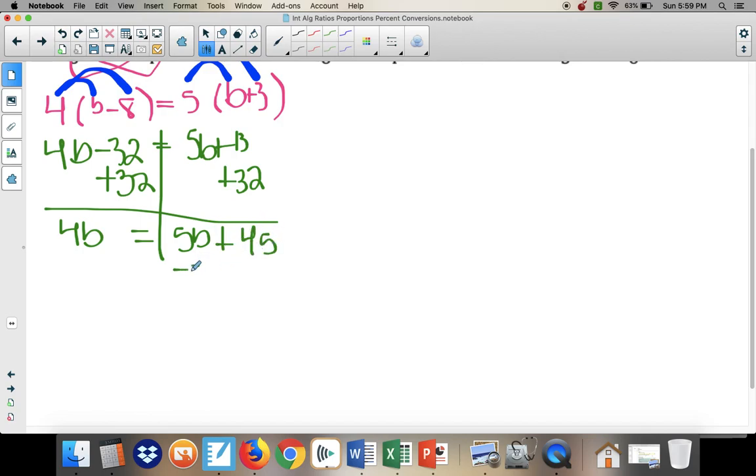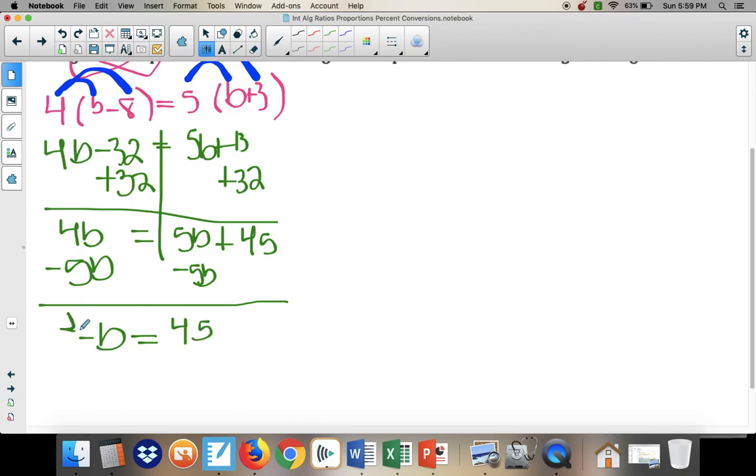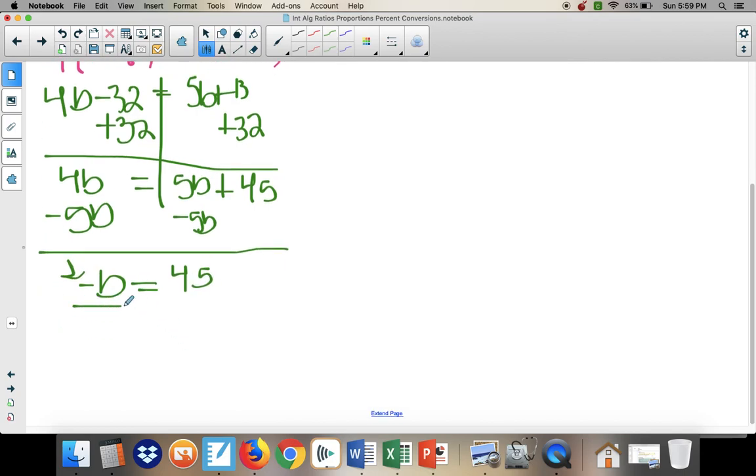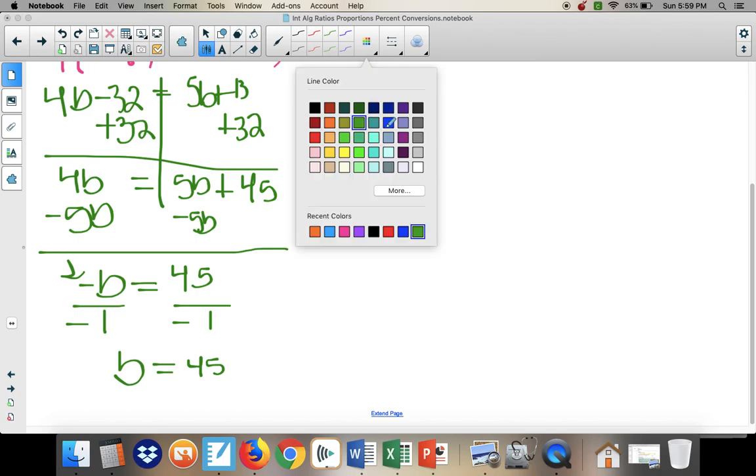45, and then minus 5b minus 5b, and you get a negative b equals 45. Now here's the deal. You cannot have negative b. So I'm going to divide by negative 1 because negative b is the same as negative 1b, and my b equals 45. Again, if I'm going too fast, you go through and you pause as you work.